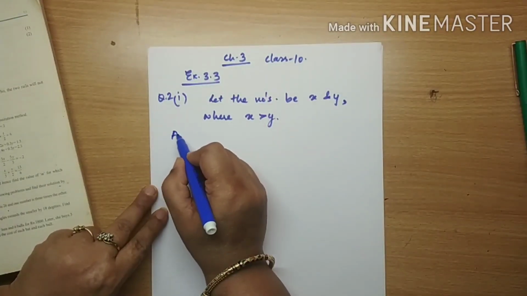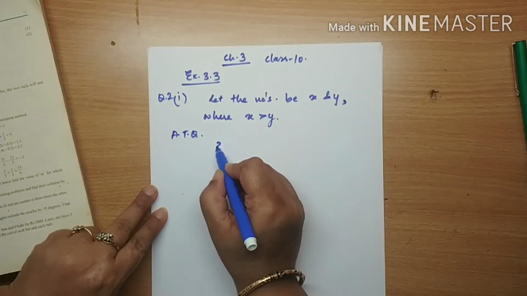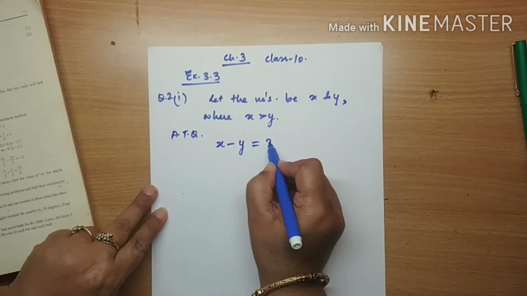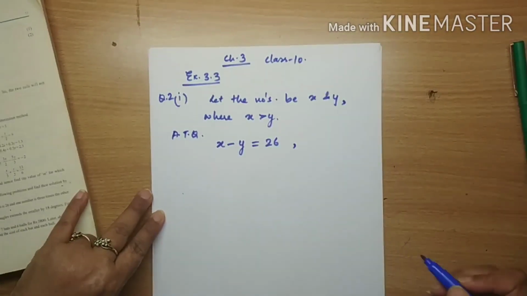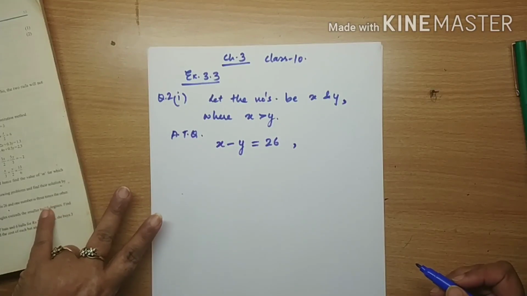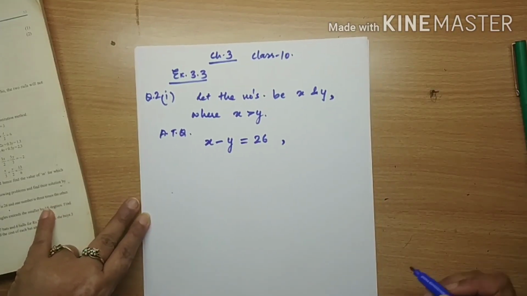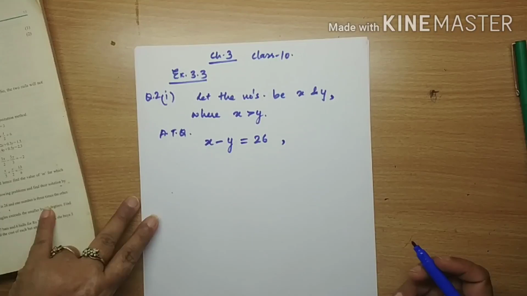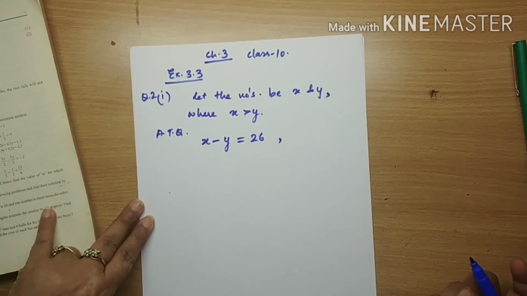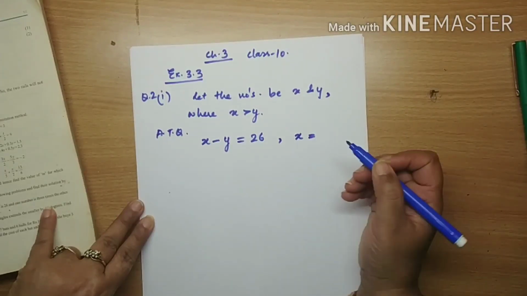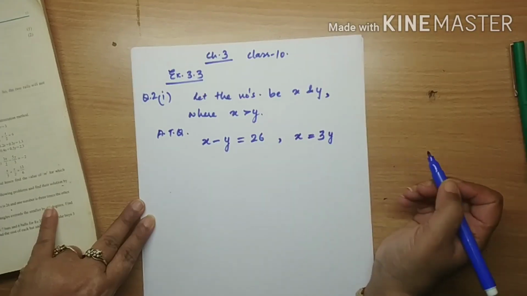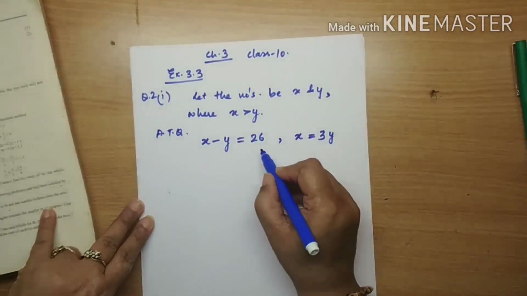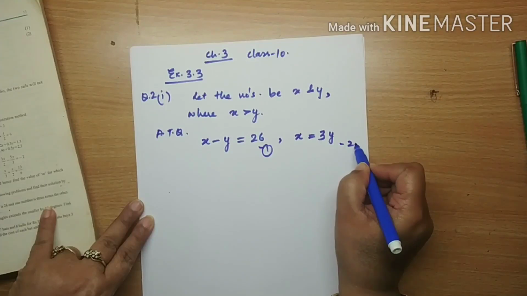So according to the question, the first equation becomes the difference of the numbers, the bigger number minus the smaller number, is 26. So this is my first equation. And the second equation, he says one number is 3 times the other. That means the bigger number is 3 times the smaller number. Right? So the bigger number is x, that will be 3 times the other number, and the smaller number is y, so 3 times y. So x is 3 times y. So this is my equation 1 and this is equation 2.